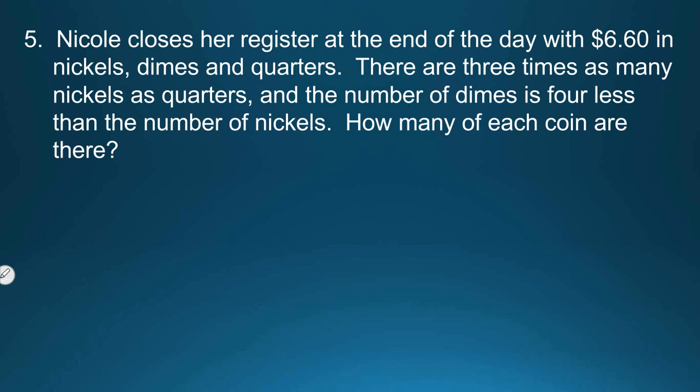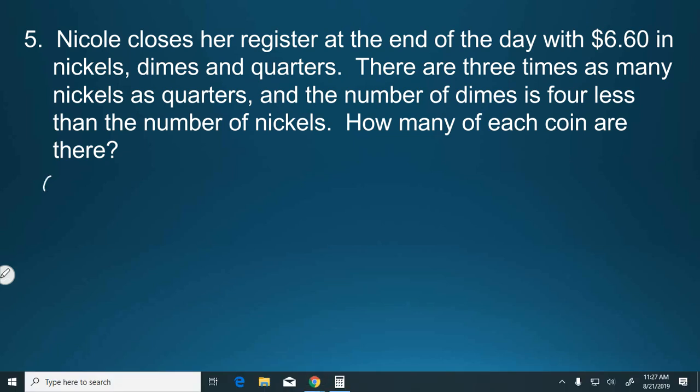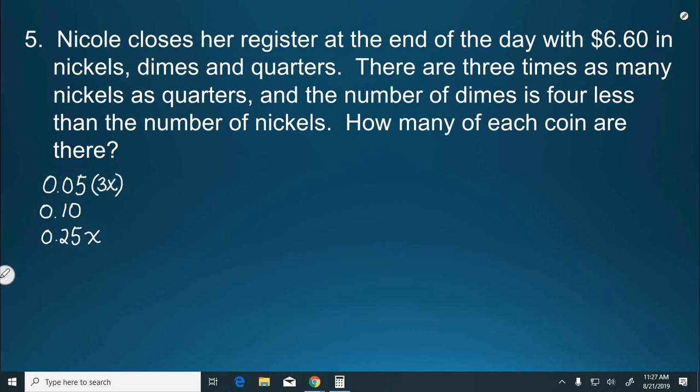So this is where it gets a little bit more challenging. You have to really pay attention to how each part is worded. So we have nickels, dimes, quarters: 5 cents, 10 cents, and 25 cents. Now, it says there are 3 times as many nickels as quarters. So nickels are being compared to quarters, therefore quarters are x. 3 times x is 3x for nickels. And then it says the number of dimes is 4 less than the number of nickels. Well, if nickels is 3x and it says 4 less than the number of nickels, it would be 3x minus 4.